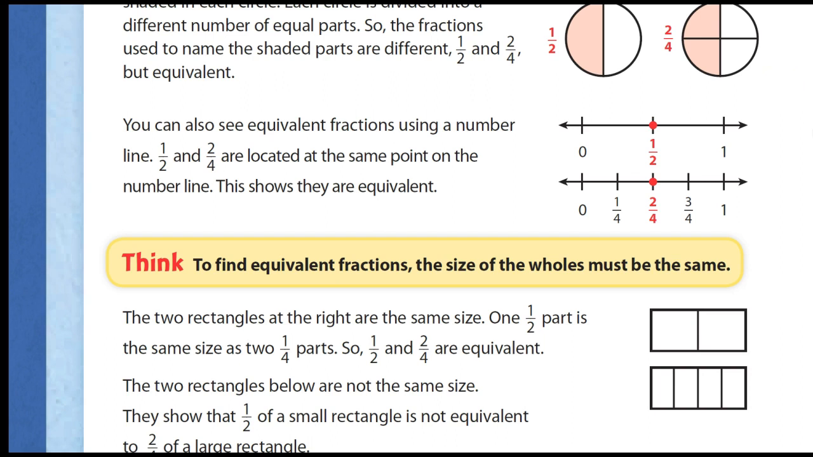The first number line is in half here. This one, and I go straight down. So 2/4 is also in the middle of the number line. So a half is equal to 2/4. Those are equivalent fractions, meaning they have the same amount.